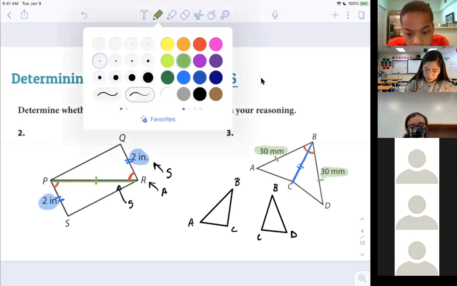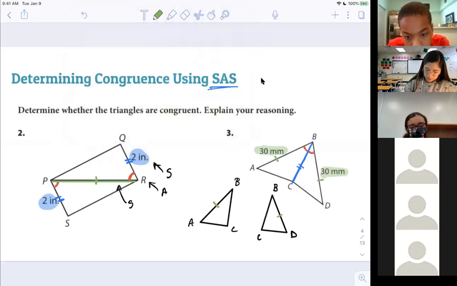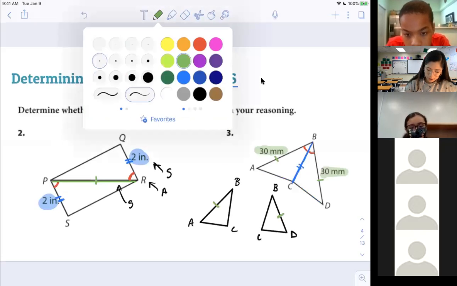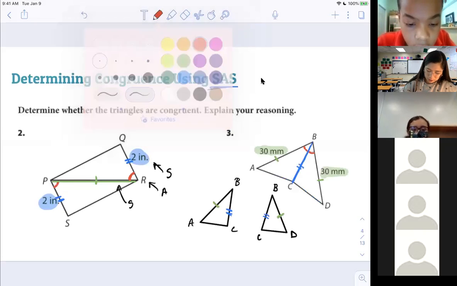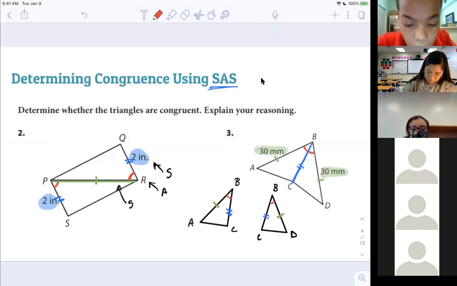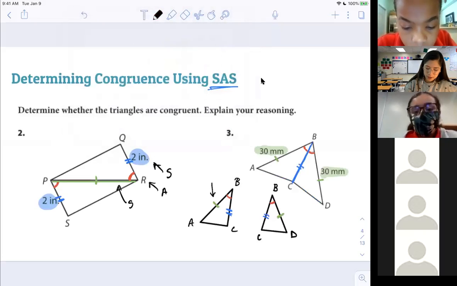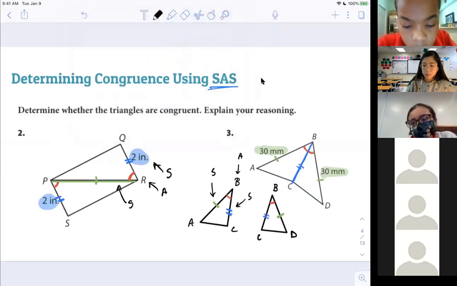And I'm just going to put all the markings down. I know that BC is congruent to BC, to itself. And then I know that angle B is congruent to the other angle B. Sometimes it's easier to visualize it when you pull them apart. But notice that I have side, angle, side. You can now see very clearly that you have side, angle, side on both triangles. So if it's a little confusing to visualize, pulling those triangles apart might be super helpful.